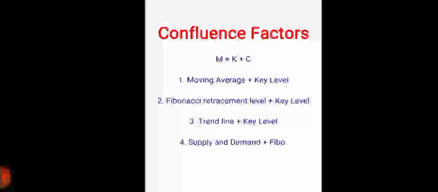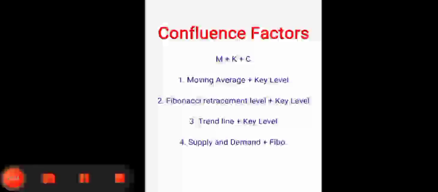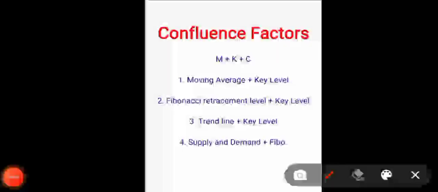So the confluence factors I have on my screen are MKC. You might see this formula and you might begin to say, oh my god, they're here again. No, it's nothing difficult. I just used it because I don't want much writing, so I just wrote it like that. It's very simple. It's what we've covered in our first video on Catch the Wave. So it is M for market structure, K for key level, and C for confirmation. That is a good confluence.